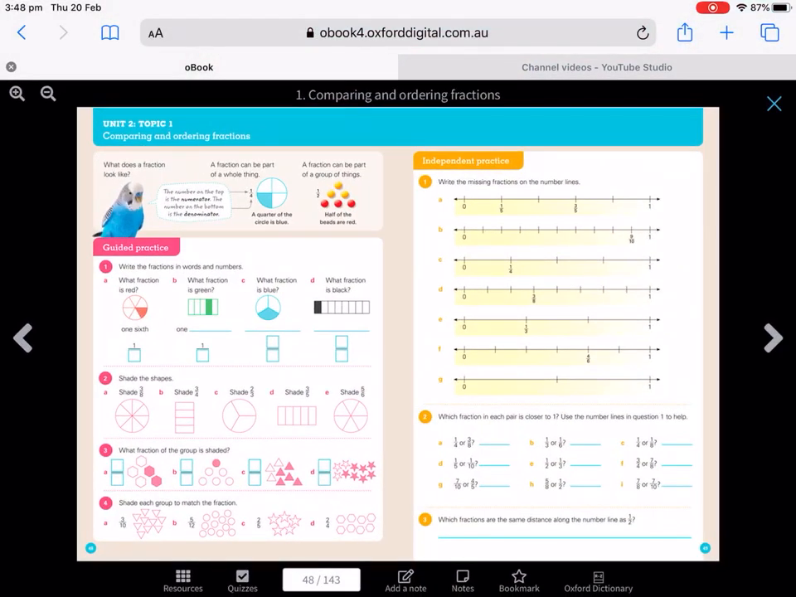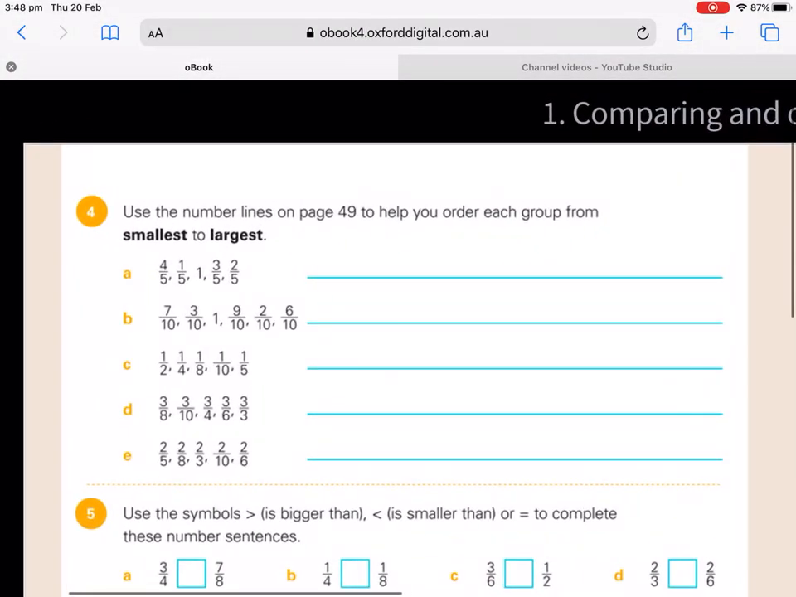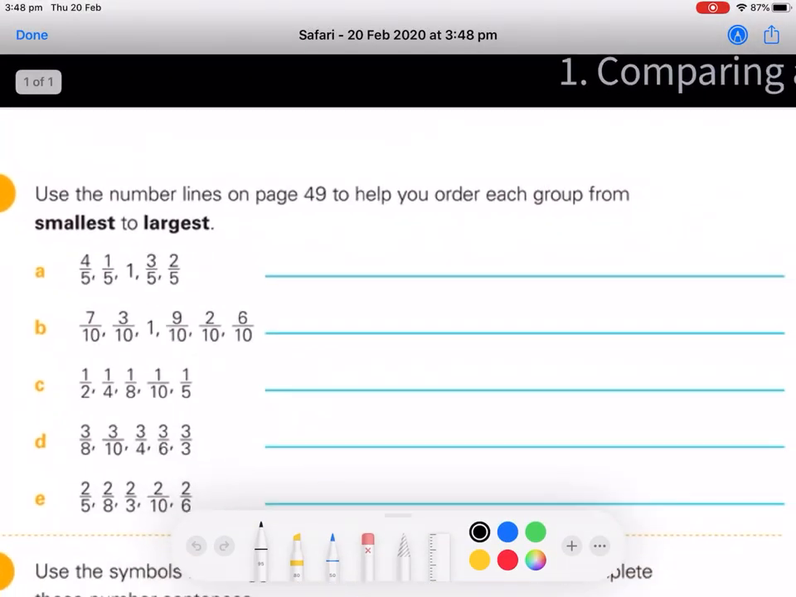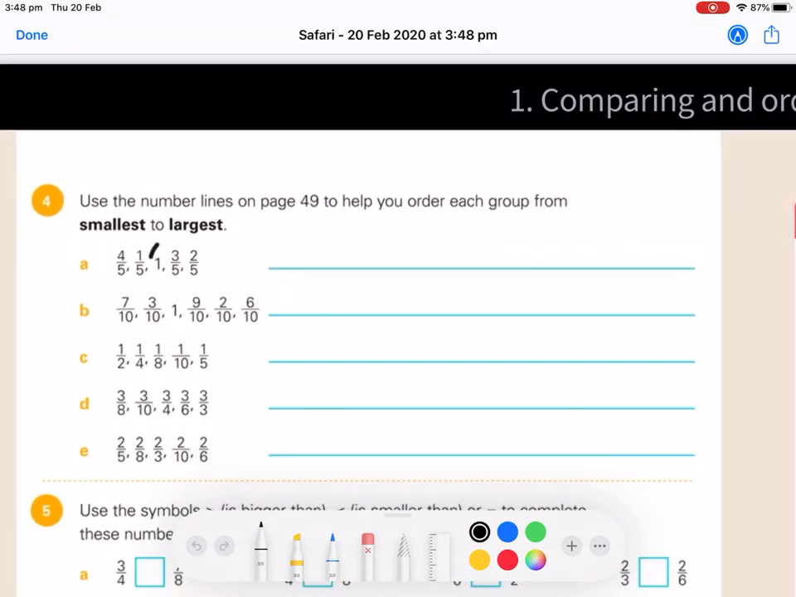Let's move on to the next 2 pages. Here we have use the number line on page 49 to help you order each group from smallest to largest. All right, let's grab our pen real quick, and we're going to start to order these ones from smallest to largest. Now, it looks a bit funny. It kind of goes backwards. Now, that number 1 there is the biggest one. So it's going to go at the end there, okay?